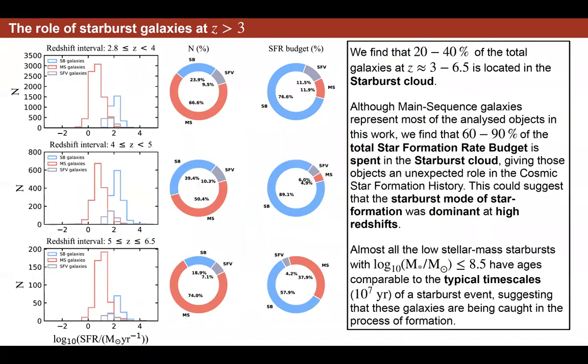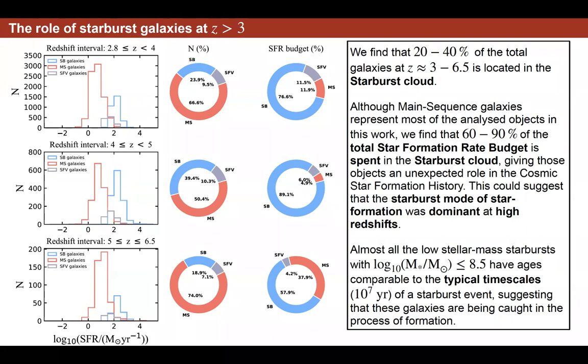So as I told you before, we estimated the fraction of starburst and main sequence galaxies in each redshift bin. Here I show you on the left the star formation rate distribution color coded for starburst, main sequence, and star formation valley galaxies. In the middle, you can find pie charts referring to the total amount of each kind of galaxies we analyzed in this work. And as you can see here, from redshift 2.8 to redshift 6.5, 40% of the total galaxies are located in the starburst cloud, which is an amount much bigger compared to what Rodriguez and collaborators found at redshift between 1.5 and 2.5.